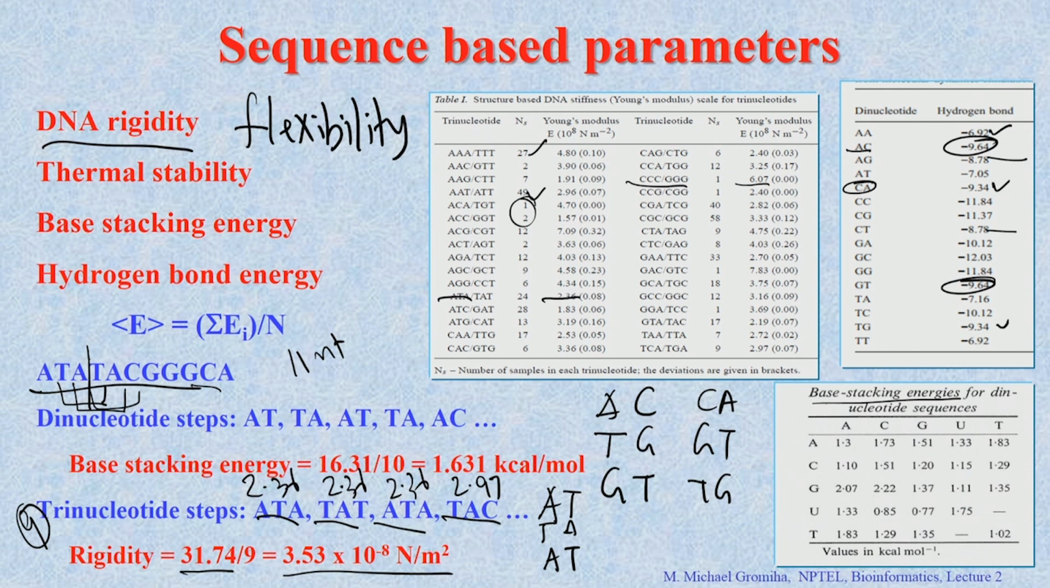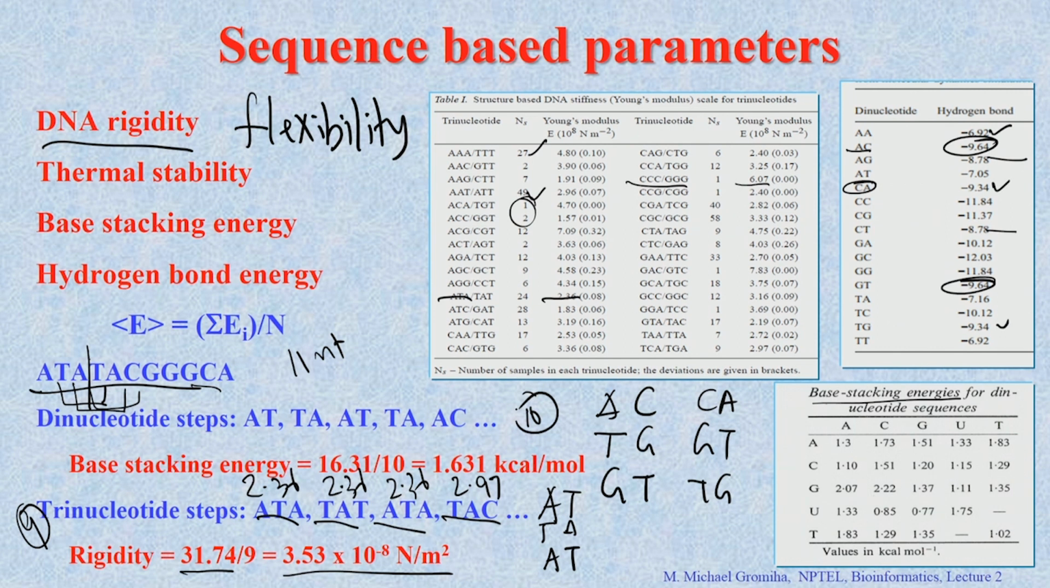Now, if you want to have the base stacking energy, we have data for dinucleotides. Here we have data for trinucleotides, and here we have data for dinucleotides. So we need to divide this DNA sequence into overlapping dinucleotides. How many dinucleotide steps will you have? N minus 1. So with 11 nucleotides, in total you will get 10.